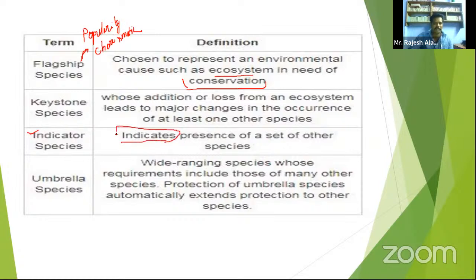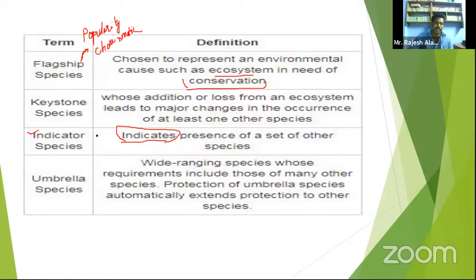Okay, so lichens are an indicator of air purity. If lichens are present, then I can come to a conclusion that the environment is of good quality. The air quality is good. Apart from that, some other species will be present here.